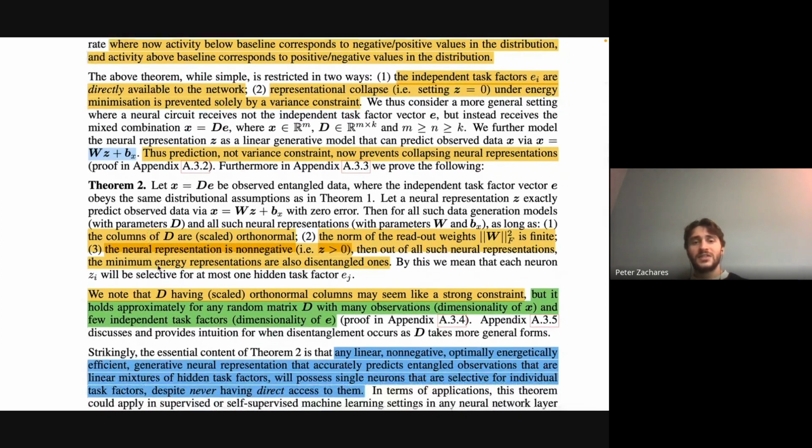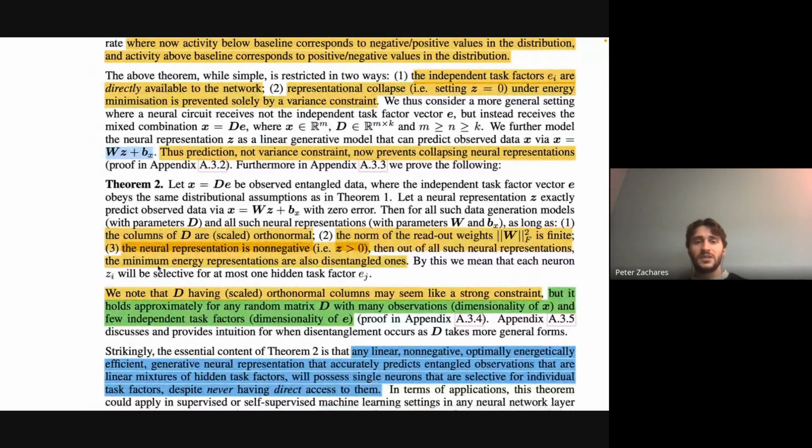And they make some assumptions. But basically what they show is that, again, if you enforce non-negativity, and they make some assumptions about D, which I have underlined here, and if you apply non-negativity and minimization of energy, the internal representation Z will be disentangled. And I think this is a really cool result, and they just say it here.